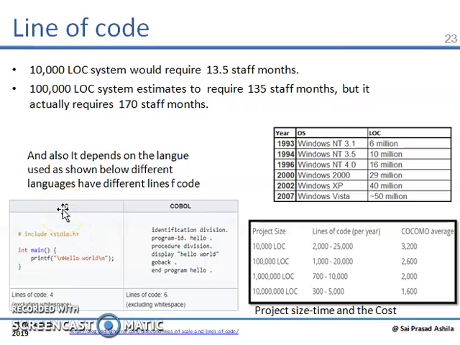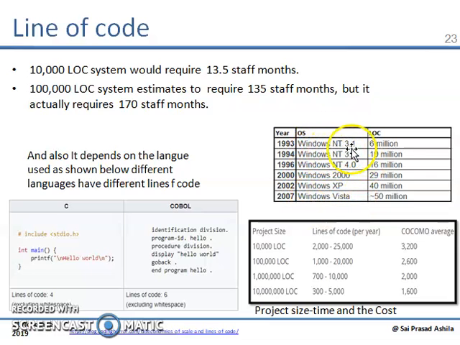There would be different programs using different languages. If you have to print a statement in the C language, it takes 4 lines of code, and in COBOL it is 6 lines of code. C is easily readable, and COBOL is not so easily readable, because it depends on the language used.